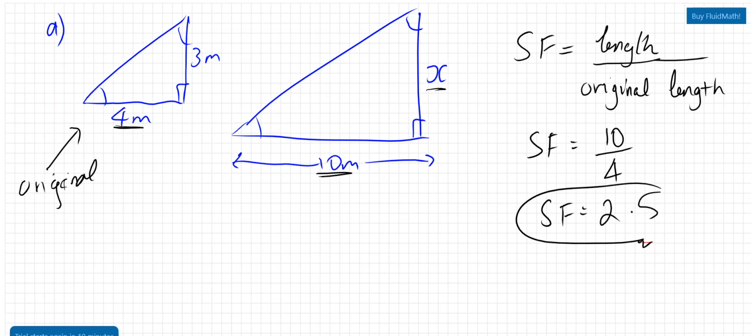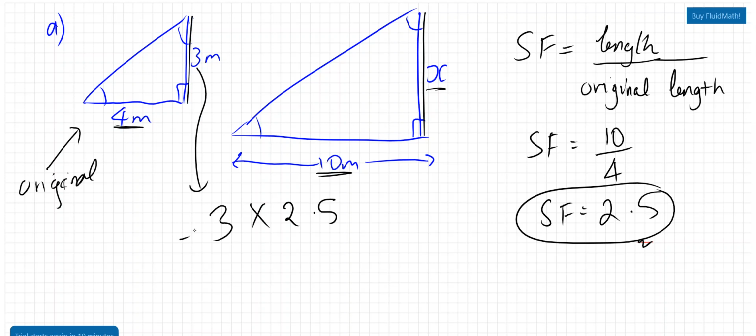And I'm going to now use this to work out what X is. I know the length that corresponds to this X is 3 here. So if I go 3, this length here, times that 2.5, that scale factor, it's going to tell me what X is. 3 times 2.5 leaves me with 7.5 meters. So X is actually 7.5 meters. Write your final statement, and we have found that using similar triangles.